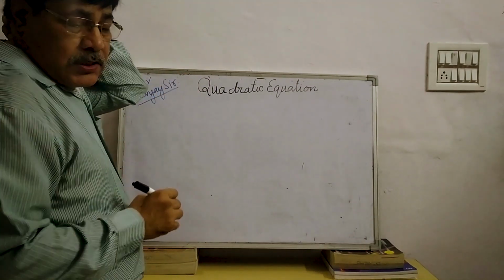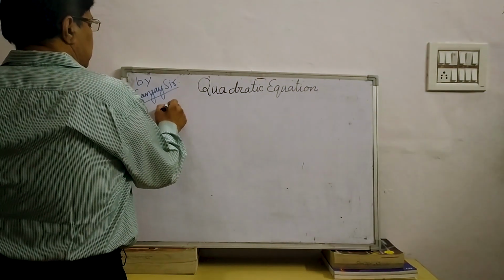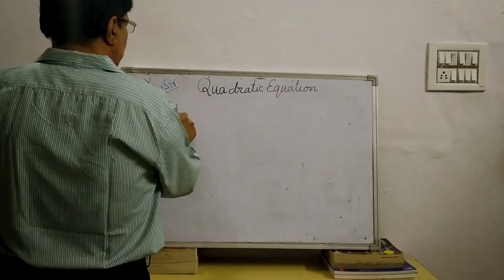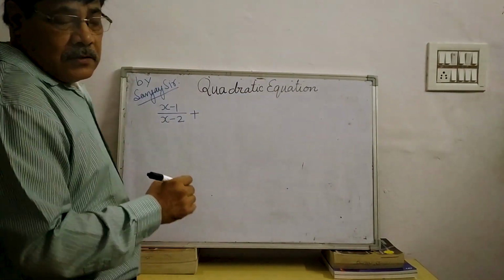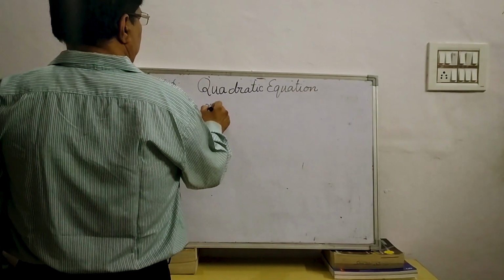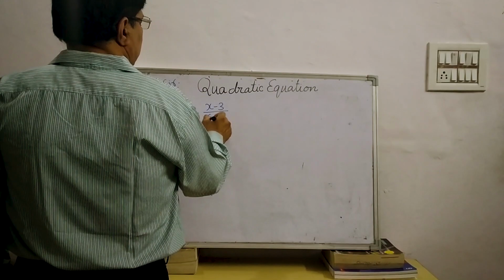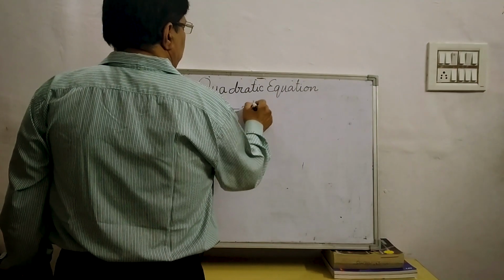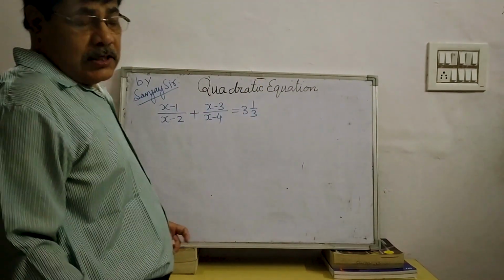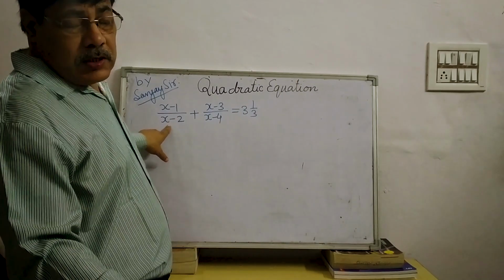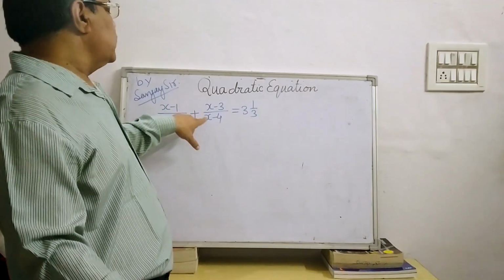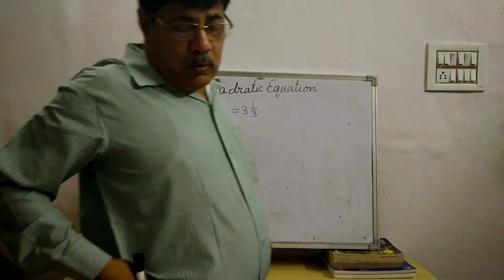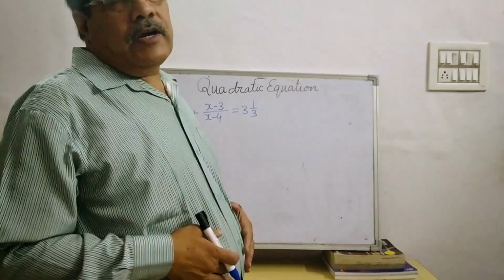Now the next question is (x - 1)/(x - 2) + (x - 3)/(x - 4) = 3 1/3. Let's recheck the question. (x - 1)/(x - 2) plus (x - 3)/(x - 4) equal to 3 1/3. Now you have to solve it. Okay, you have to find the value of x.